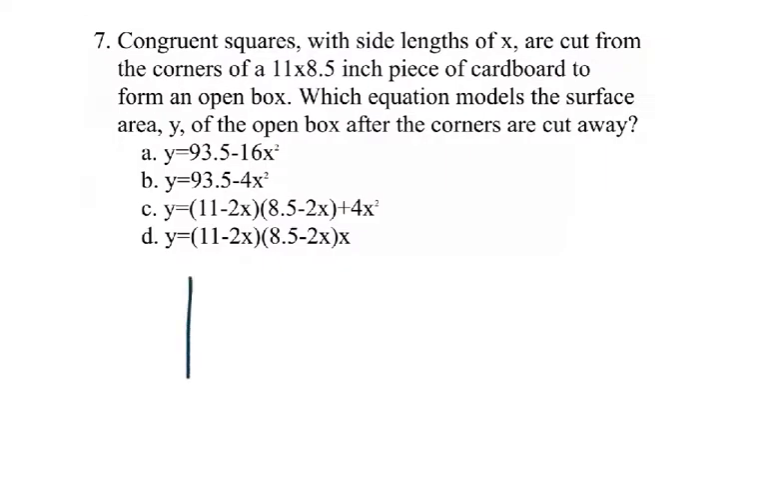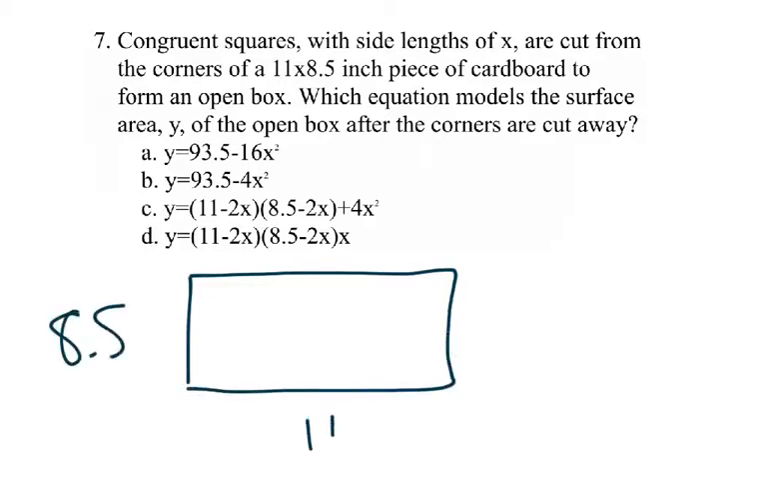Alright. This one's kind of hard. So congruent squares of side length x are cut from the corners of an 11 by 8.5. So you cut 4 congruent corners, and it forms an open top box. Which one models, make sure you notice this, the surface area. So we're not talking about volume, we're talking about surface area. So surface area is like how much wrapping paper it would take to wrap a box or something.